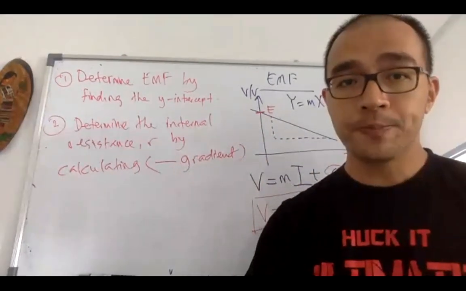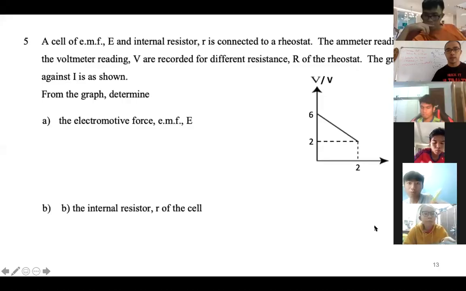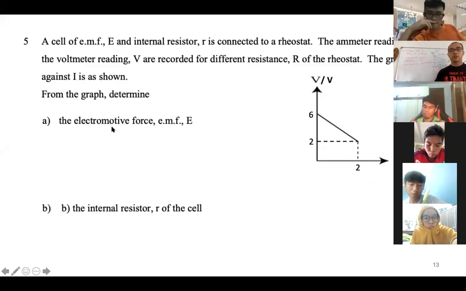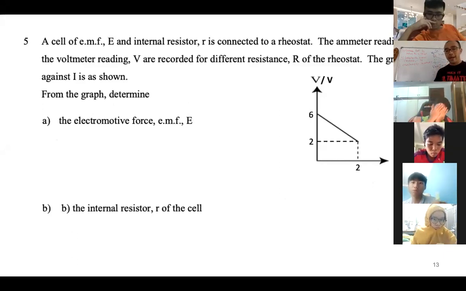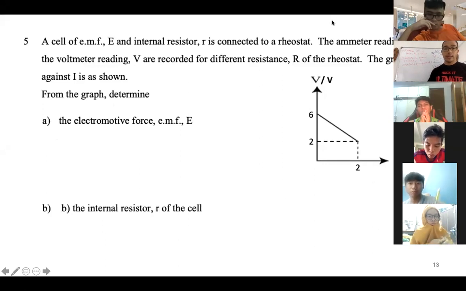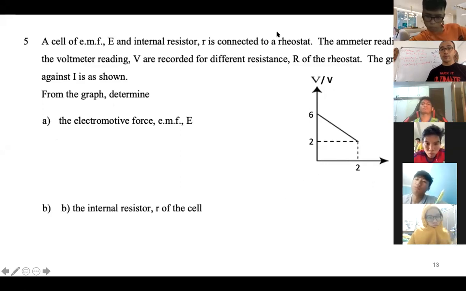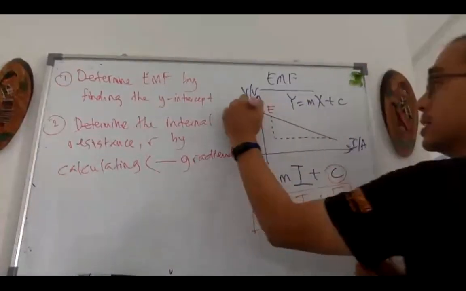Which brings me to this last question. So the cell EMF, and so on, and then you're given this graph. From the graph, determine the electromotive force, E. And as I said earlier, the electromotive force is the y-intercept. The y-intercept is 6. Therefore, E is equal to 6 volts. Secondly, the internal resistance of the cell. Take a look at these two points. This is 0.06 and this is 0.22. So I'm going to do this. This is 0.6.